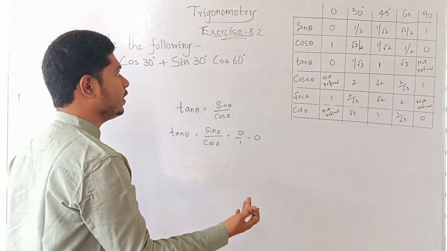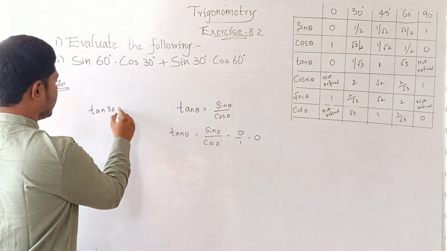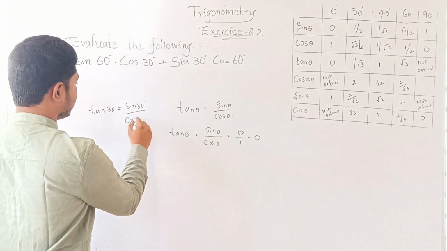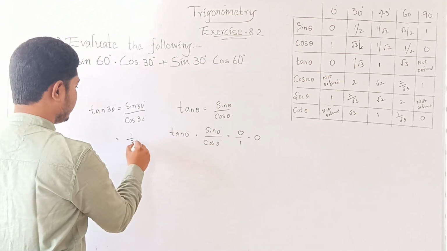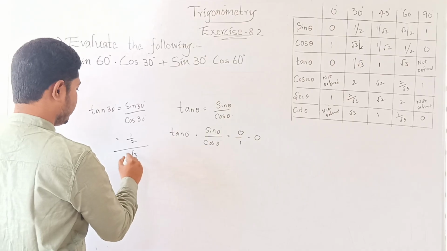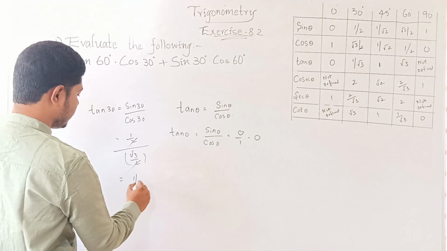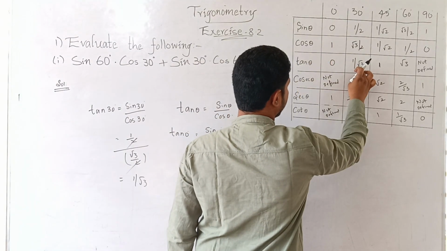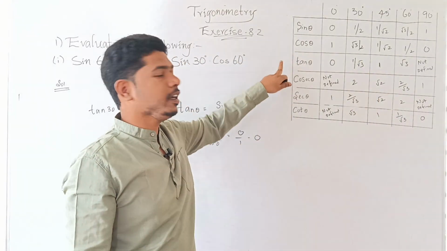How to find the tan 30 value? Tan 30 is equal to sine 30 by cos 30. What is the value of sine 30? 1 by 2. What is the value of cos 30? Root 3 by 2. The value of tan 30 is 1 by root 3. So with the help of sine theta and cos theta we are finding tan theta.